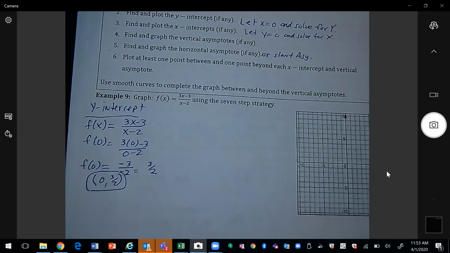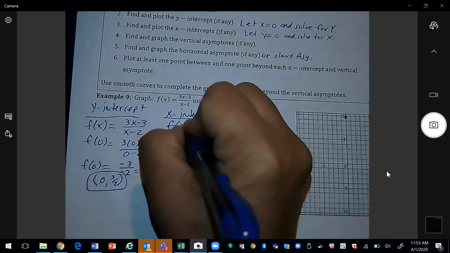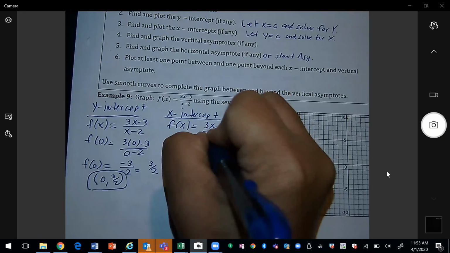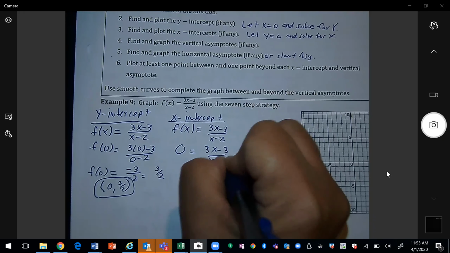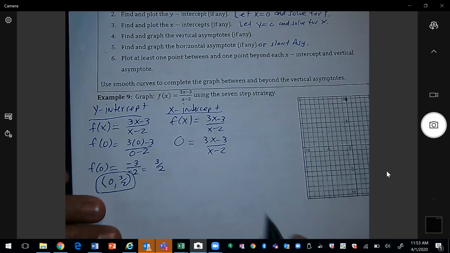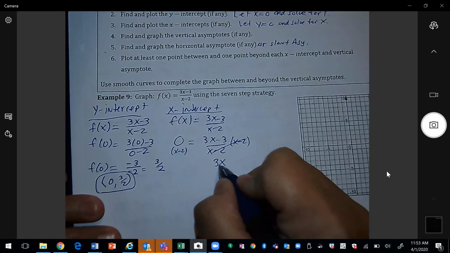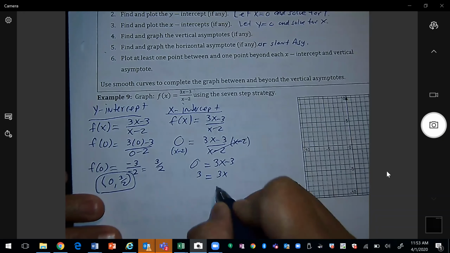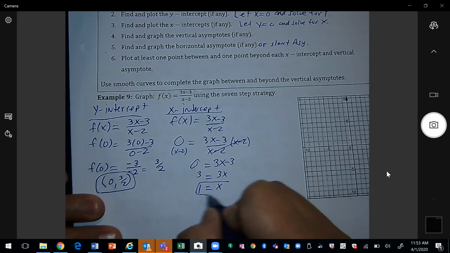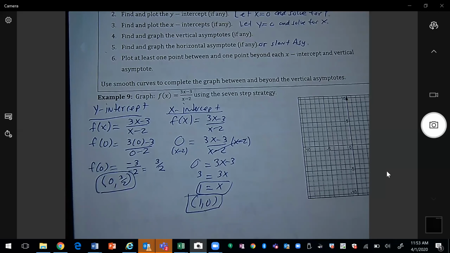The x-intercept, so again, I'm just going to start by writing the function. I let y equal 0. And to solve for x here, I'm going to multiply by x minus 2 on both sides. So we get 3x minus 3 equals 0. Add the 3, and then divide by 3. So we get (1, 0) as our x-intercept. So those are the intercepts.